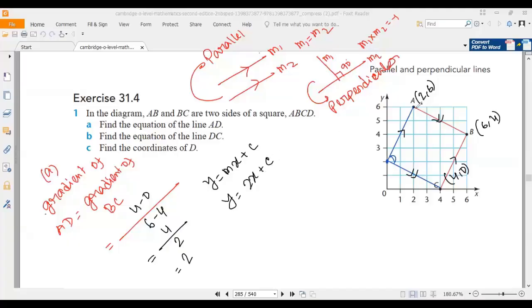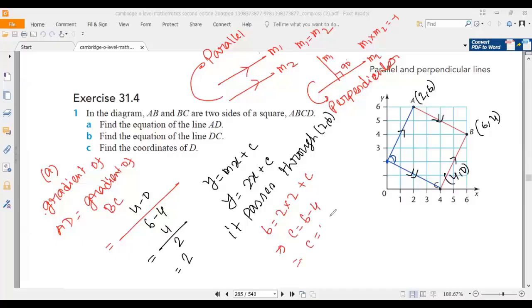If we look at AD, we can say that this straight line passes through A, that is (2, 6). So if it passes through (2, 6), then this point will satisfy this equation. So instead of x, we will put 2, and instead of y, we will put 6. So 6 equals 2 multiplied by 2 plus c. Then the value of c will be 6 minus 4, so the value of c will be 2.